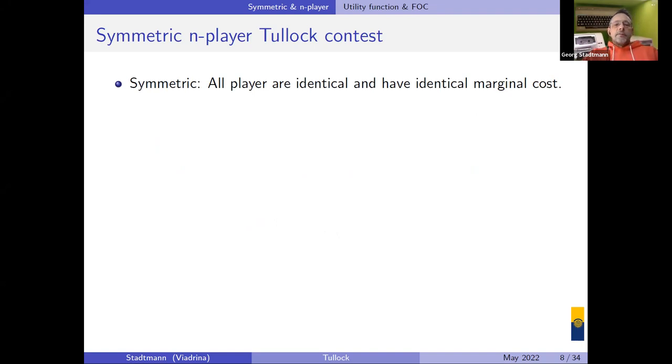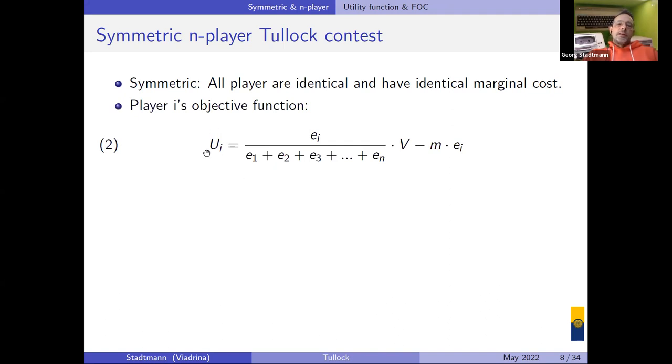Player i's objective function is, this is the utility function of player i. The revenues are given by the probability of winning the prize money. So the probability is given by this fraction. Then prize money is given by V. So the first part, the first product, these are the revenues. And then we also have to subtract the cost, which is given by the last term, M times e_i, marginal cost times the effort level chosen by player i.